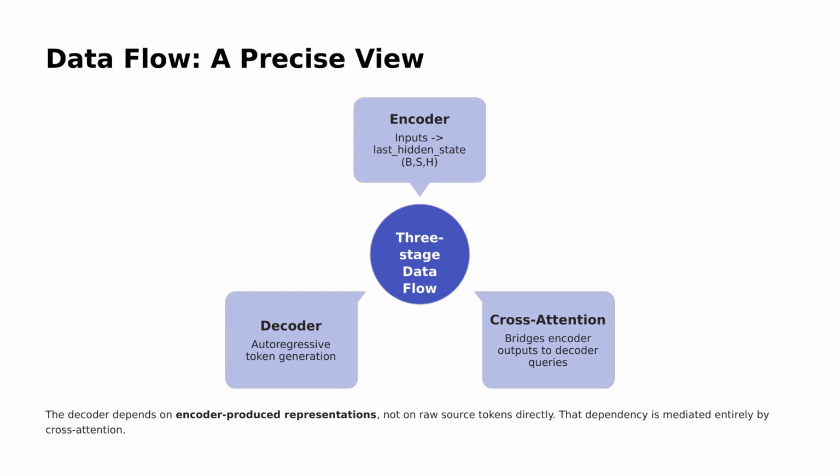Here's the precise data flow in 3 stages. First, the encoder takes the input sequence and produces a last hidden state with shape batch, sequence, and hidden dimension. Next, cross-attention connects those encoder representations to the decoder's queries. Finally, the decoder generates tokens autoregressively, one step at a time. The key point is that the decoder does not use the raw source tokens directly. It relies entirely on the encoder's representations through cross-attention.